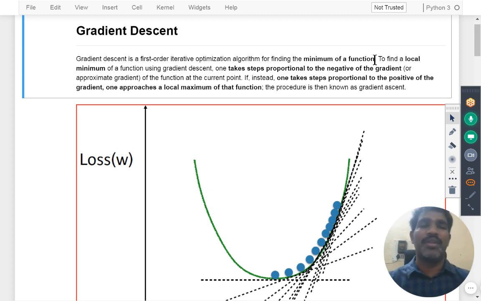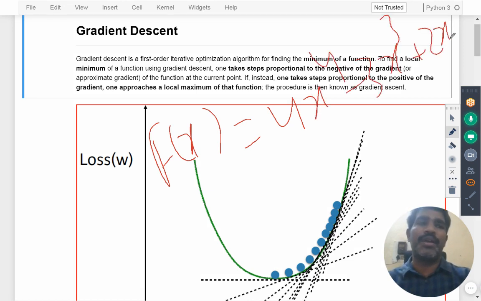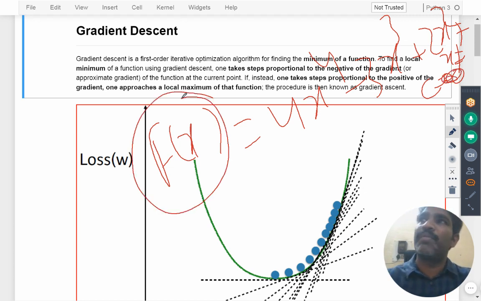Suppose I have written one function, f of x is equal to 4x power 4 minus 3x cube plus 2x square plus x plus c. It is a function. What is the minimum value of this one? Generally, to get the minimum value, we try to differentiate it and equate it to 0. Then whatever result we get, that is what we call the minimum value.